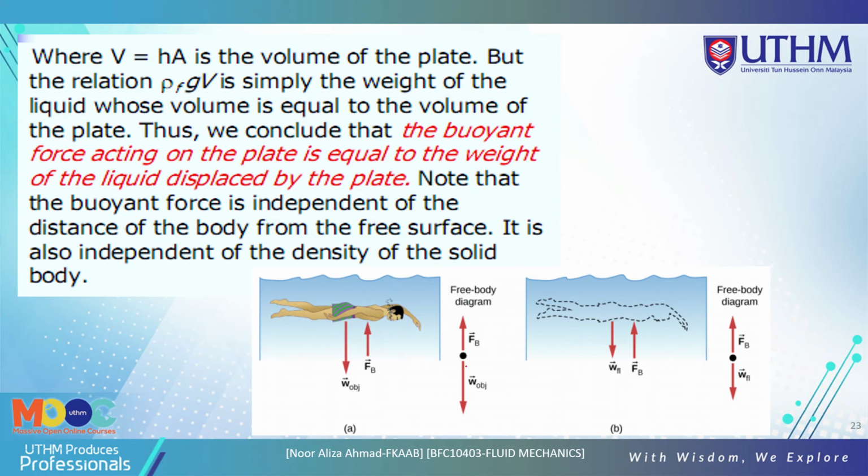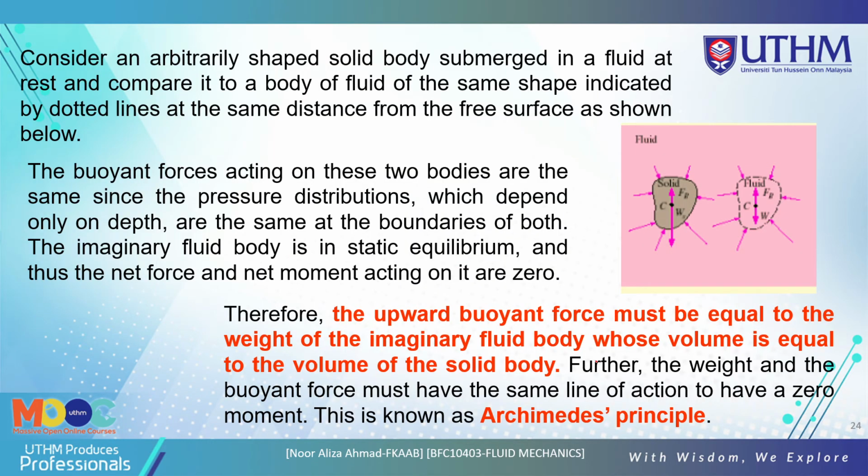So they must have the weight of the object. The downward arrow here is the weight, and the upward arrow is the FB. So we use this concept for buoyant force. Now we look at this, which is also considered an arbitrary shape solid body submerged in the fluid.